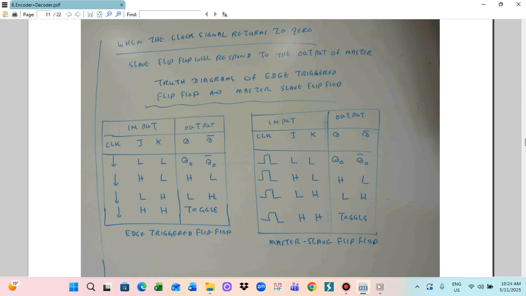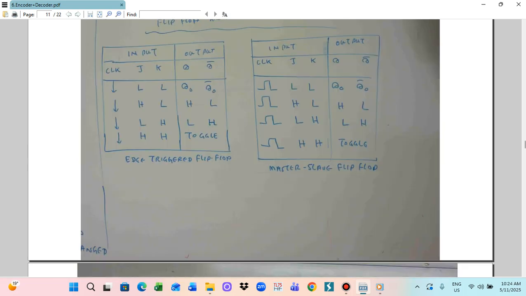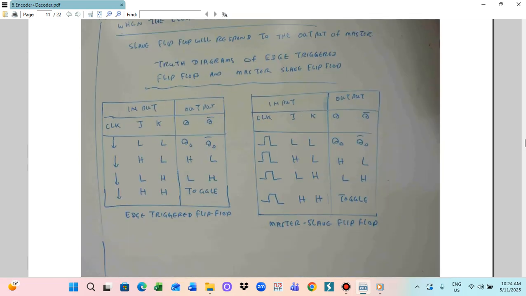So then I will give you the comparison diagram for the edge trigger and the master slave flip-flop. If I compare the two tables, the left will be the edge trigger, the other the master slave. The edge trigger flip-flop works only on the clock edge, but the master slave is working on the whole part.